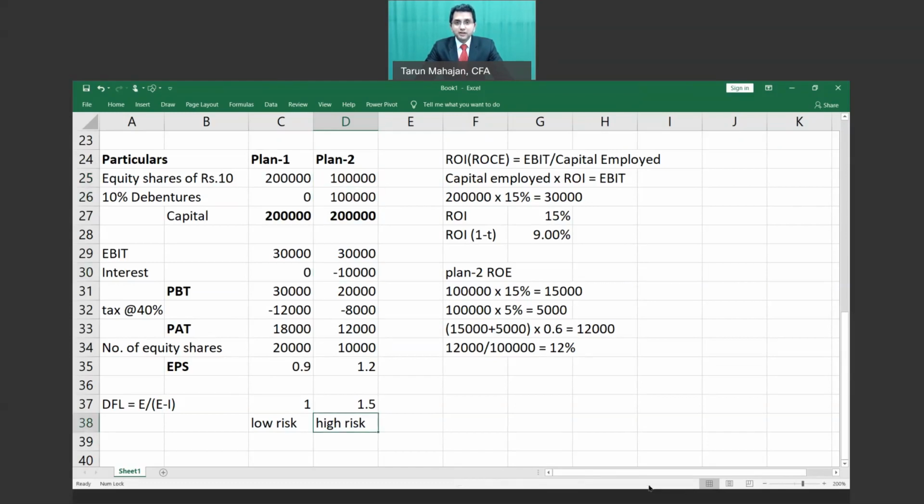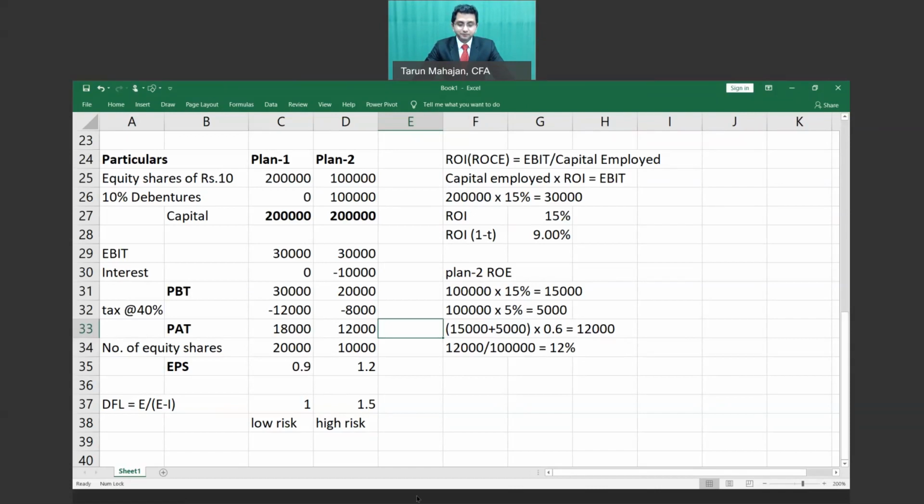Now, the leverage is a double-edged sword. If it is working in your favor, it can also work against you. In the current scenario, ROI is more than interest rate, and therefore higher leverage is actually favoring equity holders. What if this ROI reduces to 8%? Then you will be earning 8% and you will have to pay interest at the rate of 10%, and there will be a deficiency of 2%, and that deficiency will have to be borne by equity shareholders, and loan will actually become a problem for you.